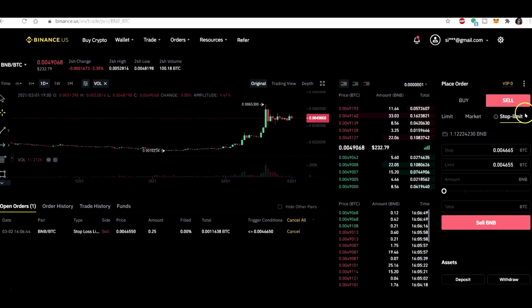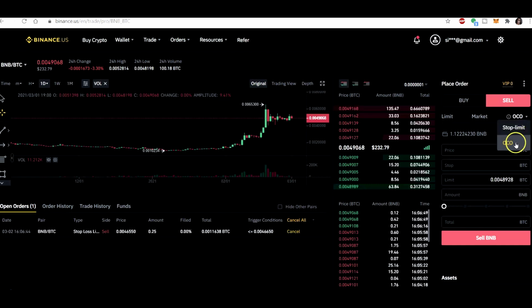So the second thing I'm going to do is I'm going to set up an OCO order. And with an OCO order, it gives me the opportunity to set a take profit as well as a stop loss. In the first box, I'm going to put that price at which I want my BNB to be sold at a profit. So again, if I want to set it up in an automated fashion, then an OCO order is what does it for you.